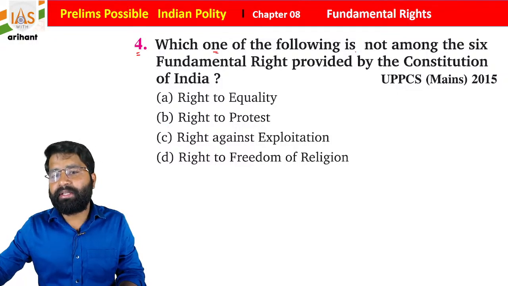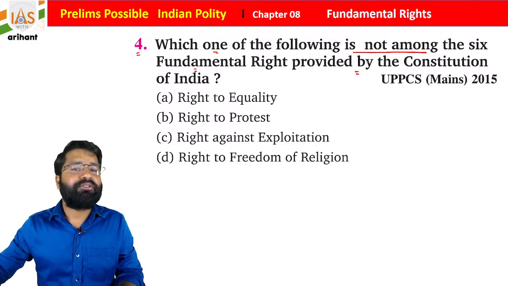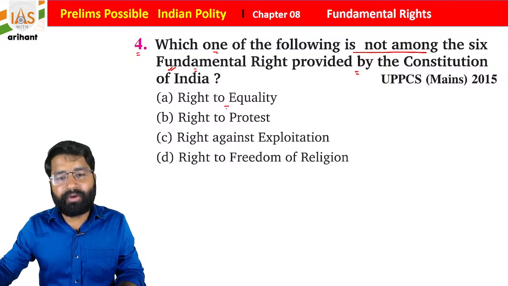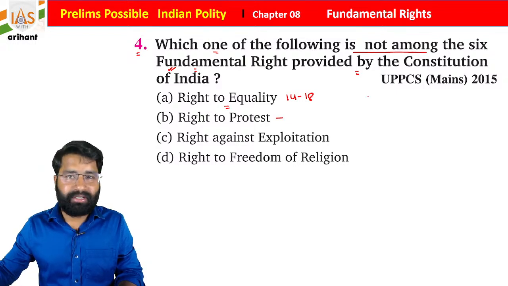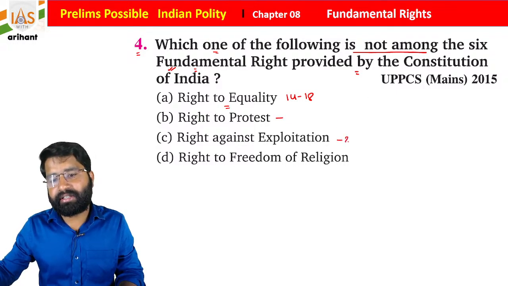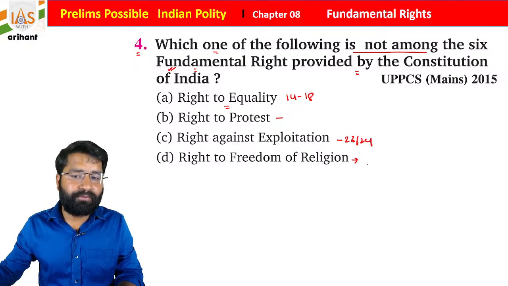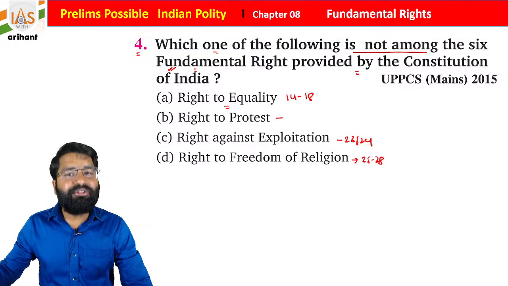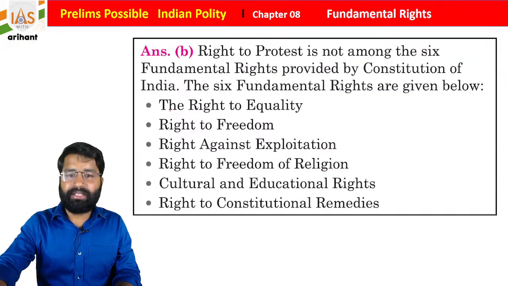Which one of the following is not among the 6 fundamental rights provided by the Constitution of India? Right to equality, as you know, we have Article 14 to 18. Right to protest is not mentioned under any article. Right against exploitation, 23 and 24. Right to freedom of religion is under Article 25 to 28. But right to protest is not included there. So option B will be right, students.